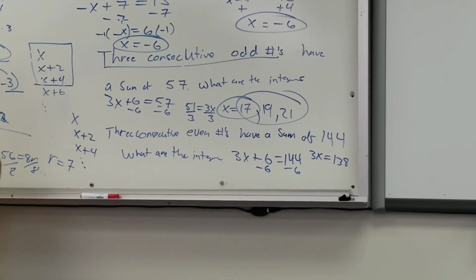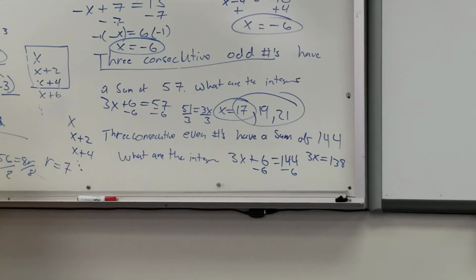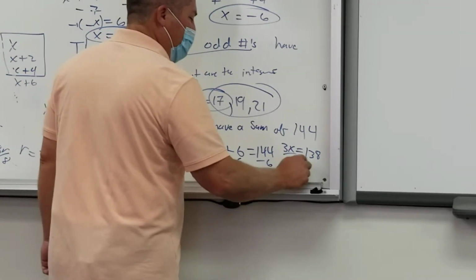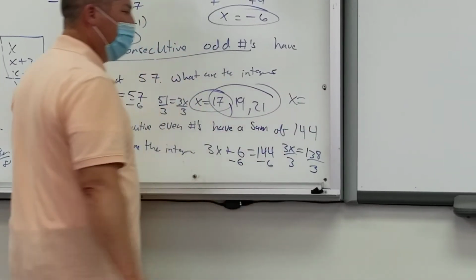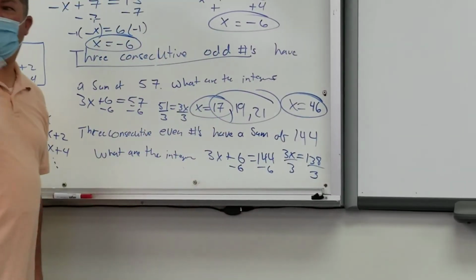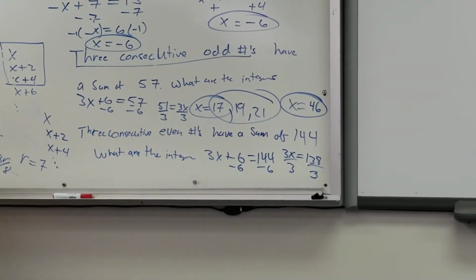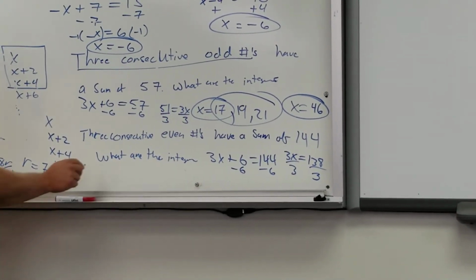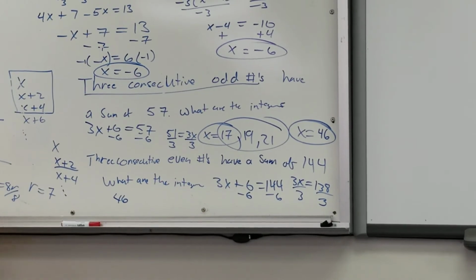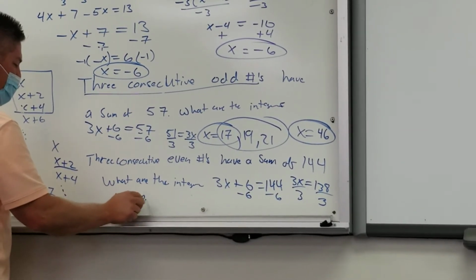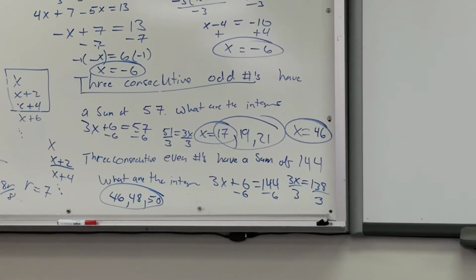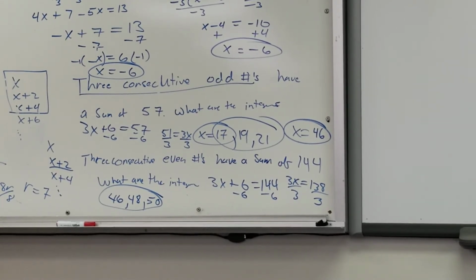All right, Dakota, what should I do next? 3x equals 138. Divide by 3, good. x is what? 46. 46, I'll trust you. Now, that isn't the final answer, right? Brian, what's the next one? 46 is the first one. The next one is, you've got to add 2. So 48, and add 2 more, 50. If I add those three together, guess what I'm going to get? 144. Pretty cool, huh?